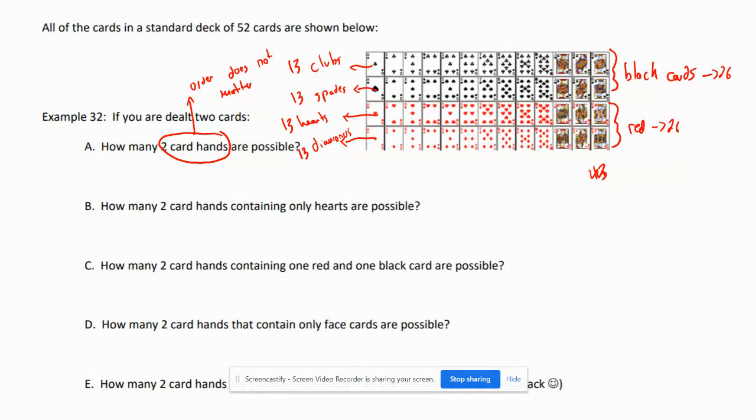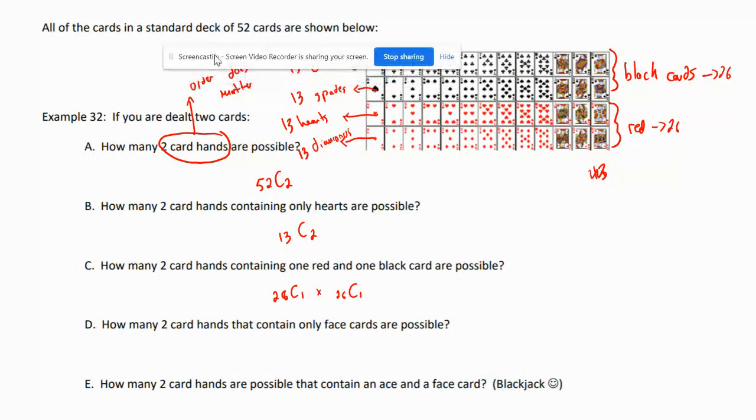Okay, so how many 2-card hands are possible? That would be 52 choose 2. How many 2-card hands containing only hearts are possible? Well, only hearts will be 13. So there's 13 hearts. If I want only hearts, there'd be 13, and I want 2 of them. How many 2-card hands containing 1 red and 1 black are possible? Okay, well, we have red and black. So if I want 1 red, that'll be 26 choose 1, times 26 choose 1.